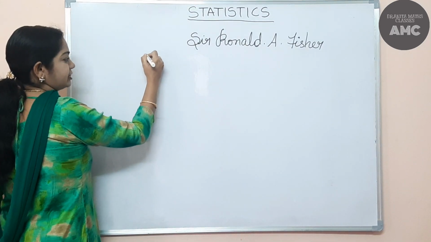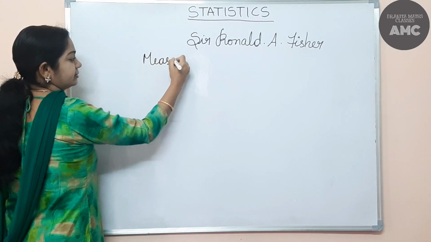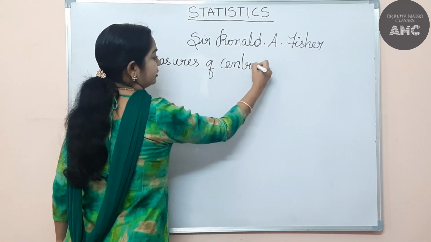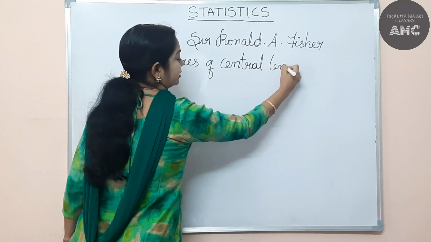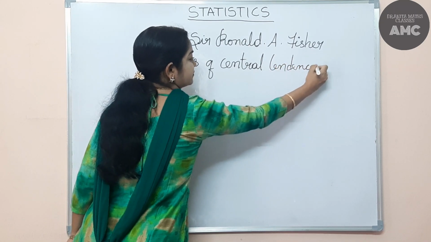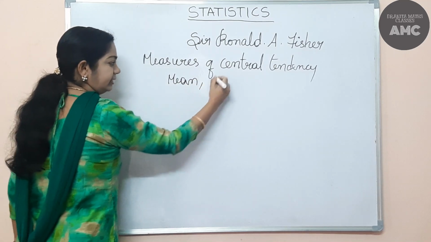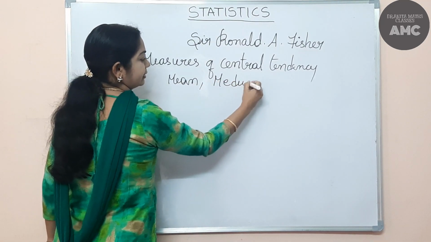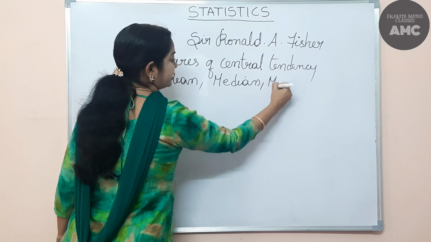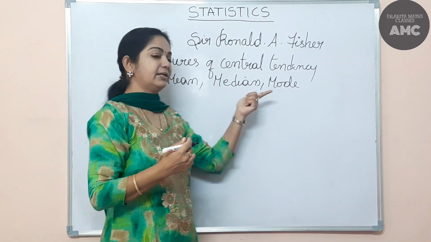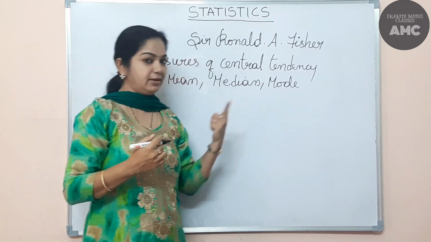We have studied the measures of central tendency. So I am recalling previous knowledge. We have studied the measures of central tendency. Those are the mean, the arithmetic mean, median and mode. Right, children? You got the basics regarding mean, median and mode in your 9th standard.